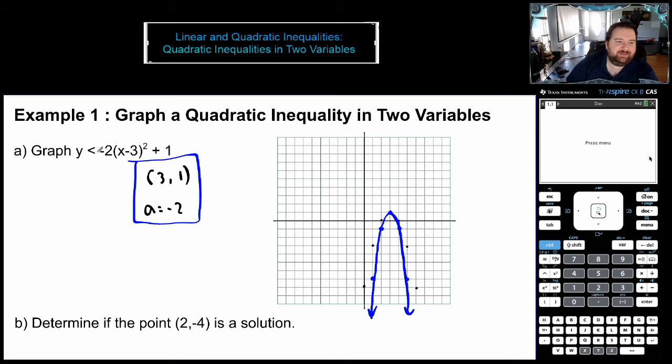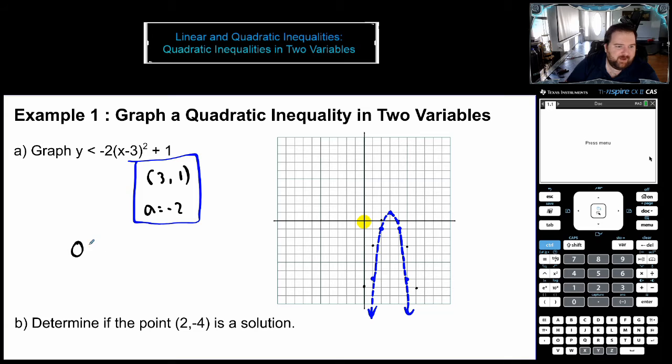And so now it's less than, so this should not be a solid line. I'm just going to take out the eraser now, and I'm going to make it a dashed line. All right, so there we go. We have a dashed line. And now we need to test some points. A good point to test is this one right here, outside, right? And that's going to tell us if outside of the parabola is part of our solution region or not.